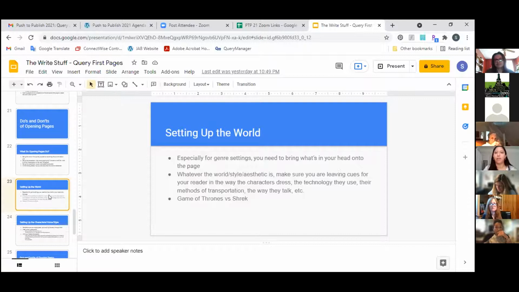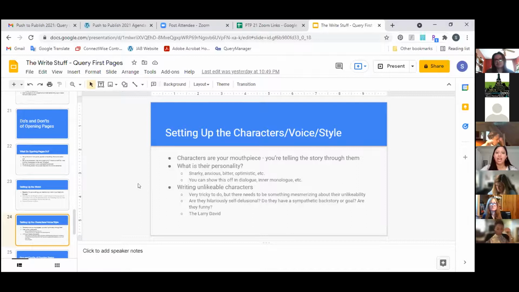And so you want to make sure that your opening pages are focusing on developing that world building in the background, while also getting the reader invested in emotion, in what's going to happen next, and setting up your character's voice and style.